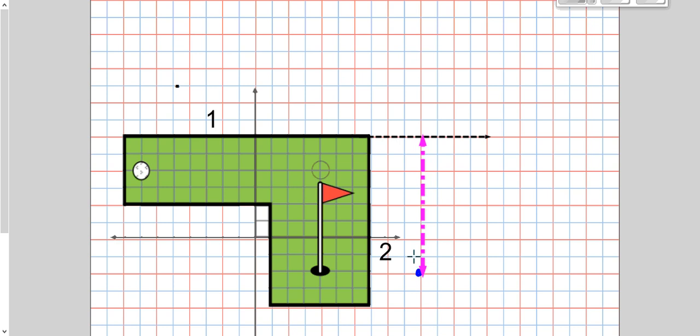It looks like 2, 4, 6, 8 units. So that means I need to go 8 units up from that point as well. 2, 4, 6, 8. Well, that's way up at the top, right at the top of our screen. So now to draw my reflection line, I need to go from the second point back to the original golf hole, which will get me right about there.